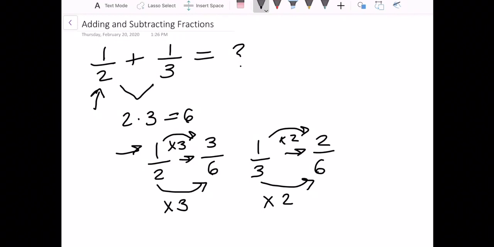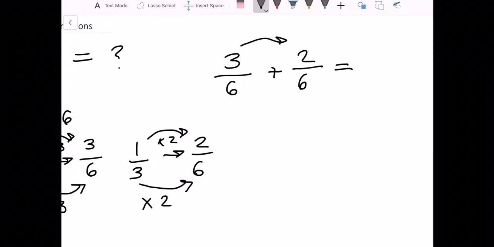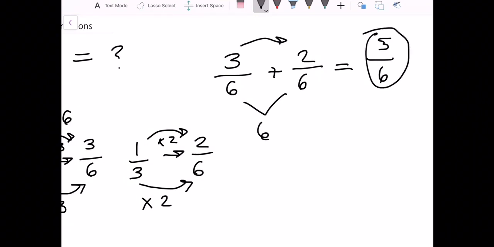Now, since your denominators are the same, you take the new fractions, 3 over 6 plus 2 over 6, and then you just add the numerators like normal. So 3 plus 2 is 5, and then you keep the same denominator, which is 6. So then your answer will be 5 over 6.